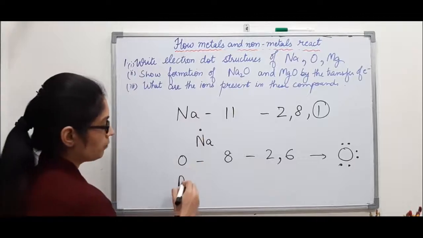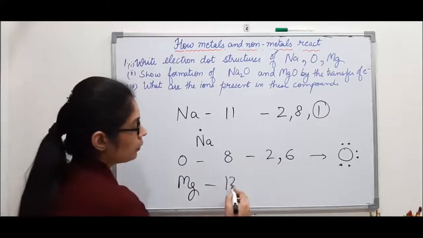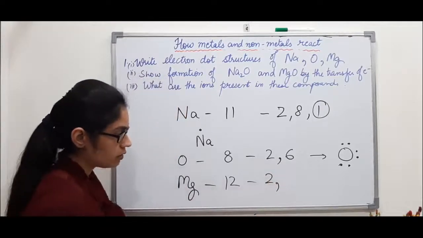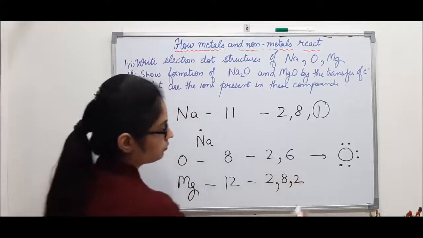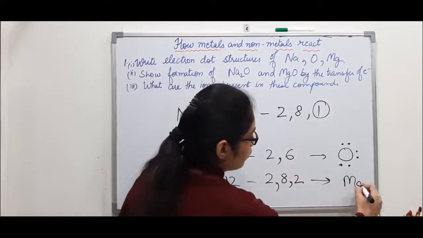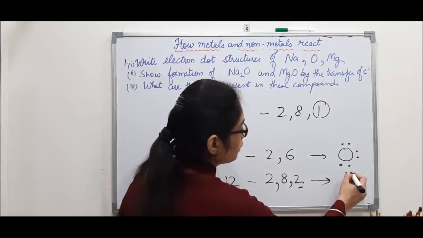Now magnesium. Magnesium, its atomic number is 12, and let's write the electronic configuration. It's 2, 8, 2. So number of electrons in outermost shell or valence shell is 2. So 2 dots we can draw.